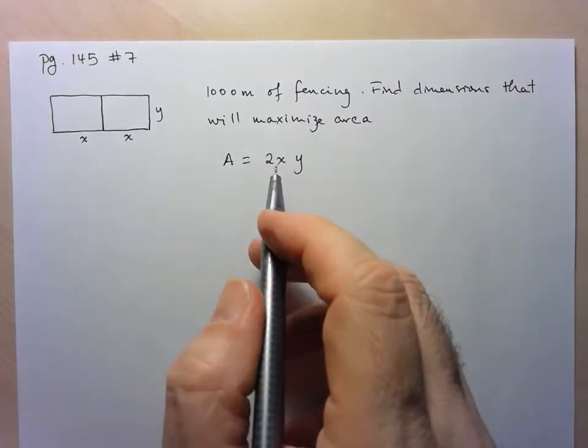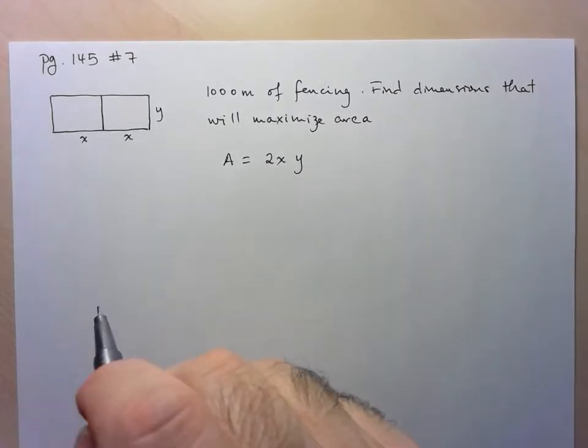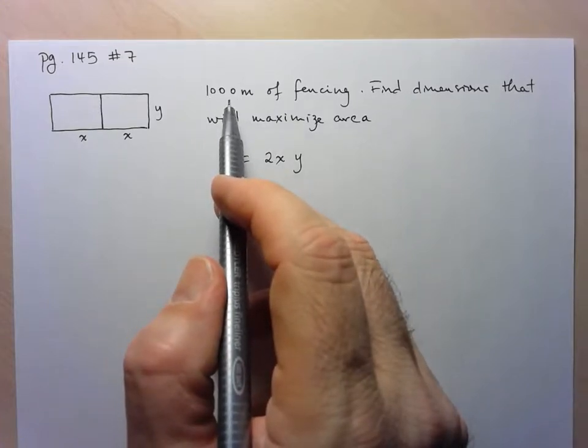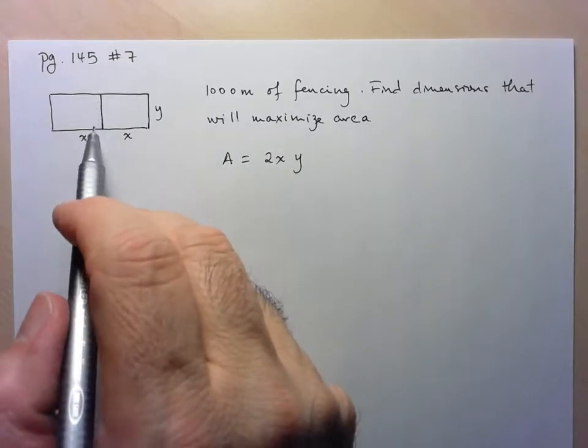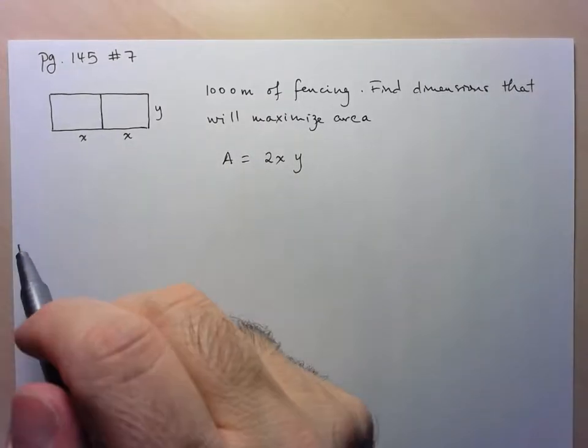So this is what I have to optimize, but as we've seen many times, there are two variables here. This is where we're going to use the constraint, in this case the perimeter, including that middle fence, to help us hopefully write one variable in terms of the other.